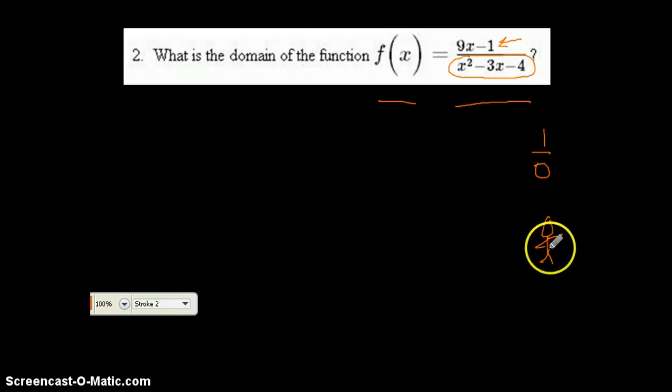So actually, I would date a girl, but actually I'm married, so, but anyway.